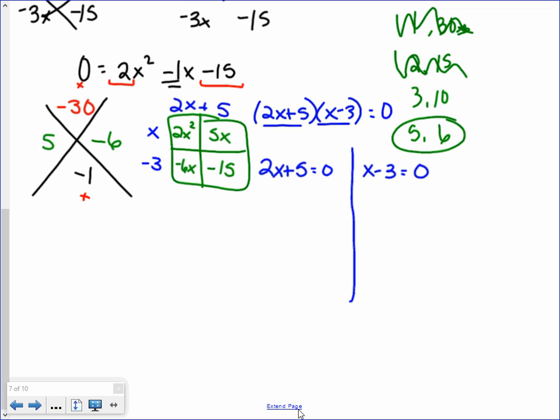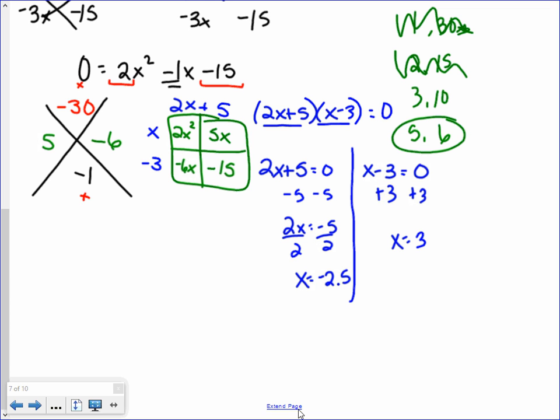I believe you did do things like this last year, so this should not be completely 100% new to you. When we solve for x here, we get 2x equals negative 5, divide by 2, and we get x equals negative 2.5. And then over here, we just add 3. Those are your two solutions for that factoring. But one of those doesn't make sense in the problem.